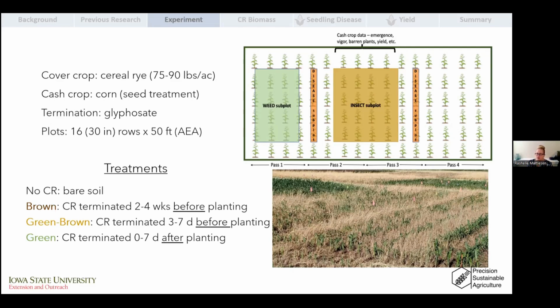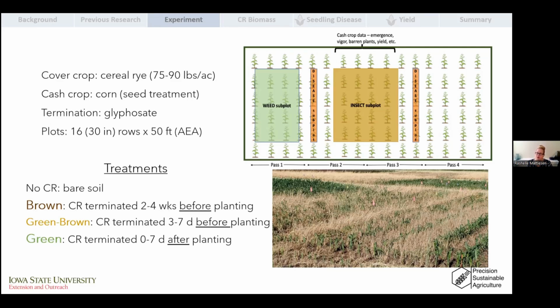We had no cereal rye, we had a planting brown where the cover crop was terminated 2 to 4 weeks before planting. We had a green brown treatment where the cover crop was terminated 3 to 7 days before planting, and then a planting green where termination occurred 0 to 7 days after planting. Now, that was for all the states. For Iowa, we typically terminated at around 3 weeks for the brown, 3 to 4 days for the green brown, and 0, or at planting, up to 3 days after for the planting green.